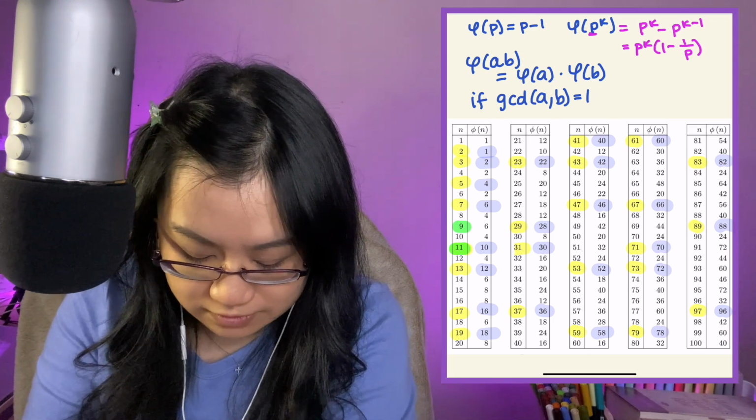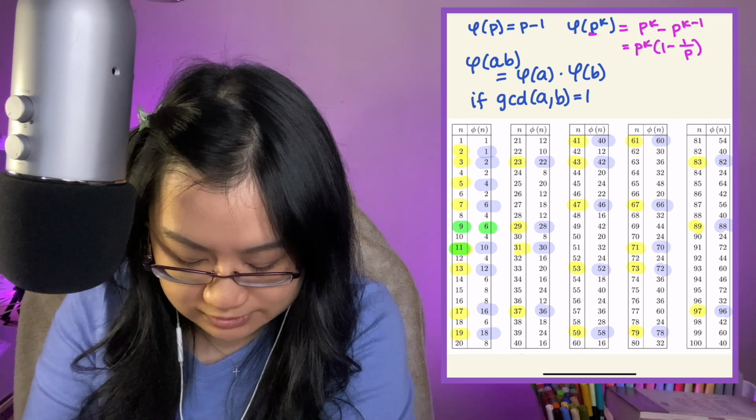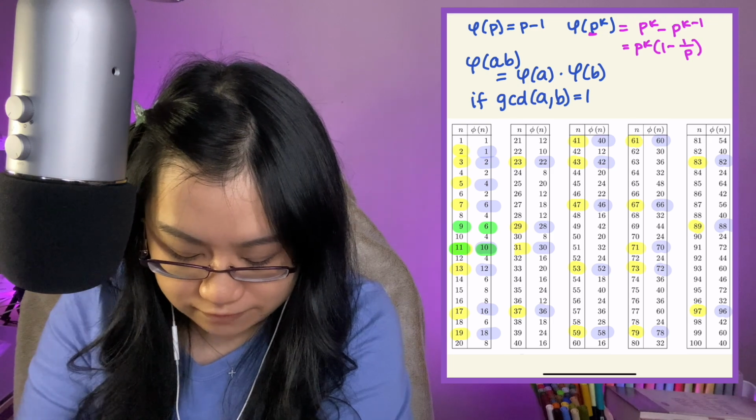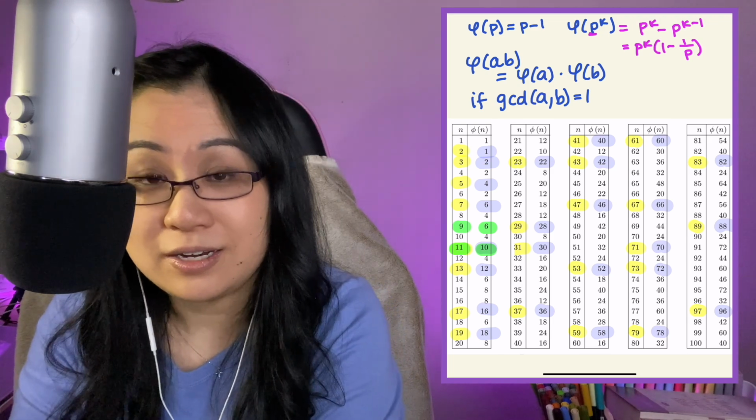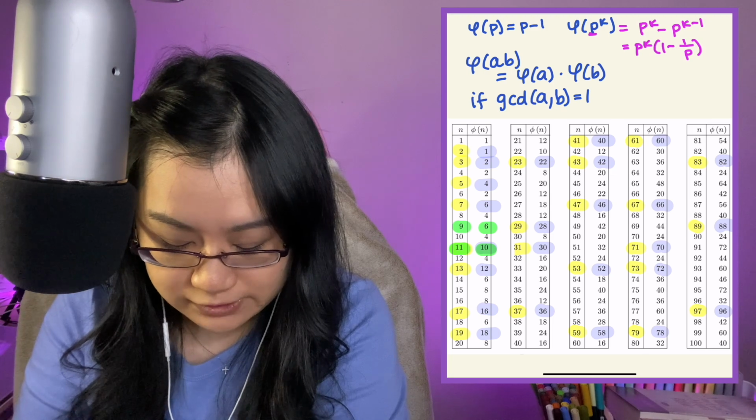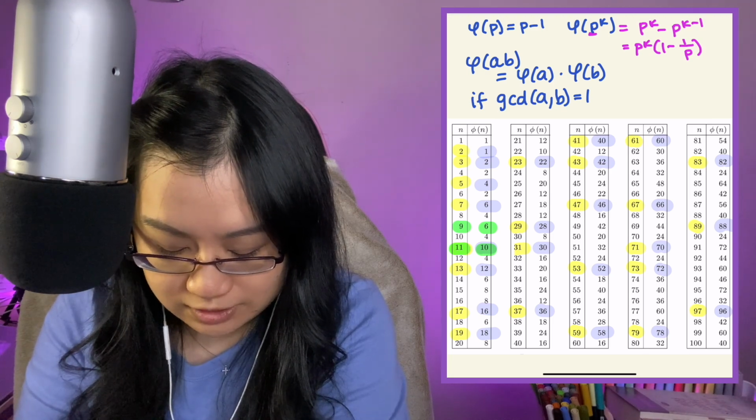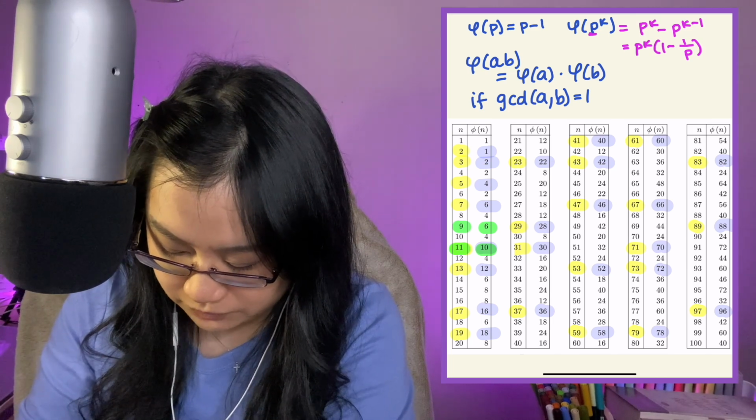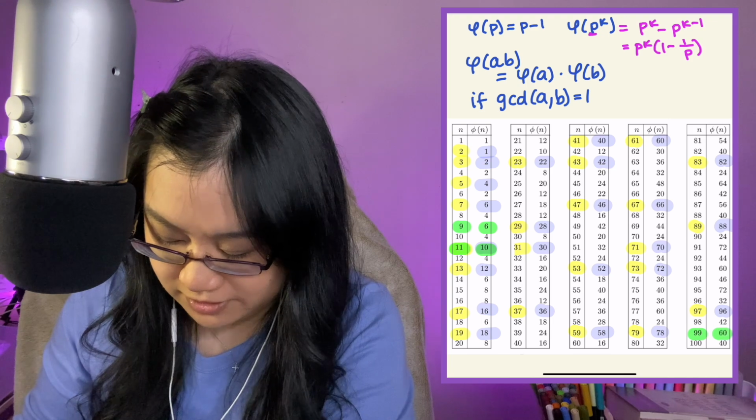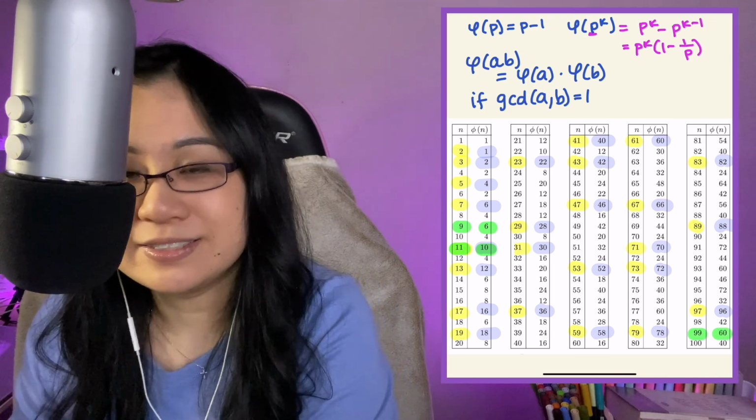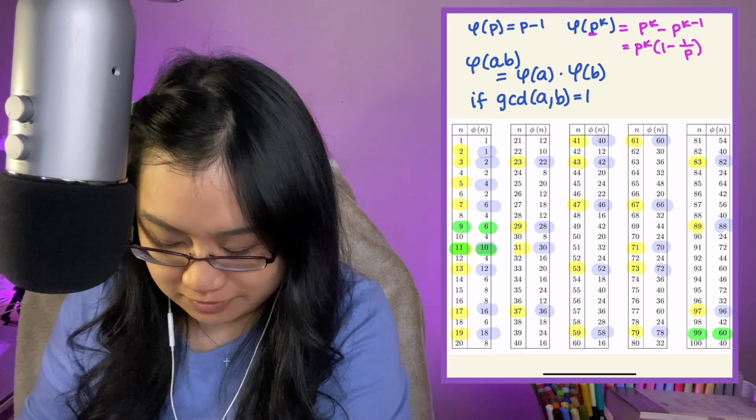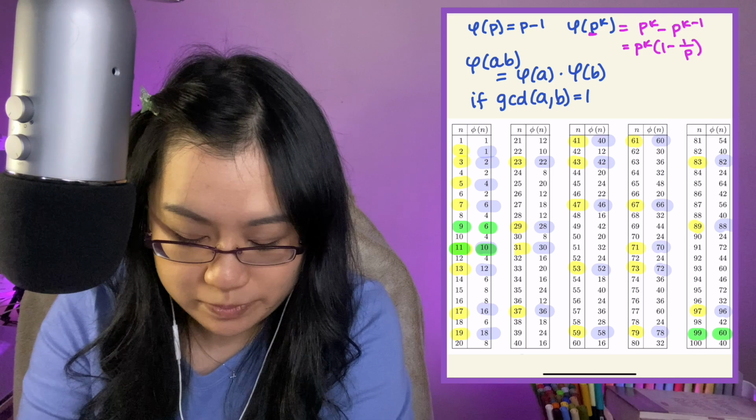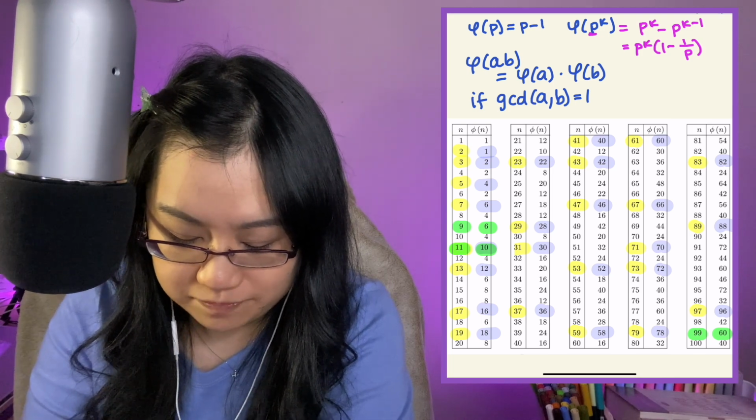So phi of 9 is 6 and phi of 11 is 10. So phi of 9 times 11, which is 99, should equal phi of 9 times phi of 11. So phi of 99 should equal 60. So here we are, and there we are. It indeed is 60. So that's a fun one to mess around with here. Just make sure that a and b have to be coprime or relatively prime.